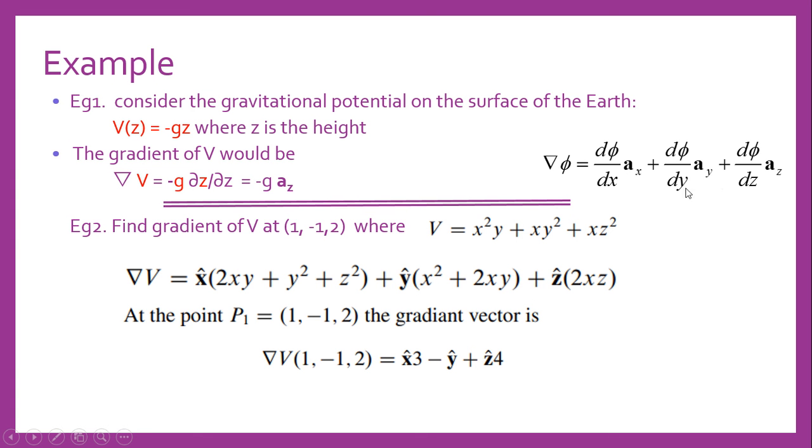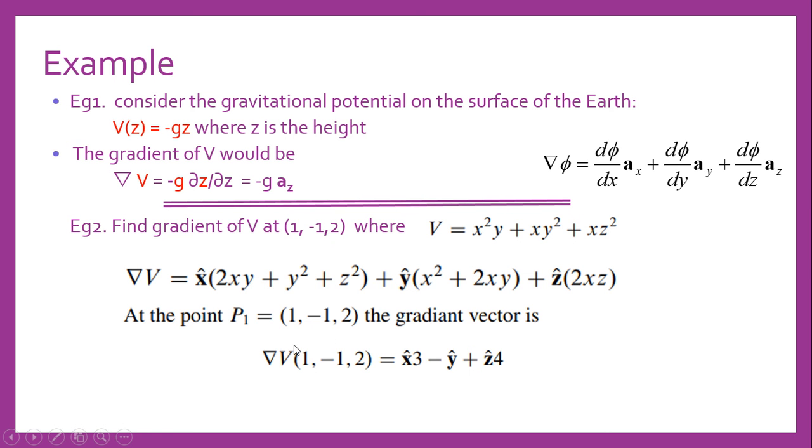Then comes the y variation: x square plus 2xy plus 0. So comes the second one. And the third one, with respect to z, we get 0, 0, and here you get 2xz. So now you apply the point value (1, minus 1, 2).